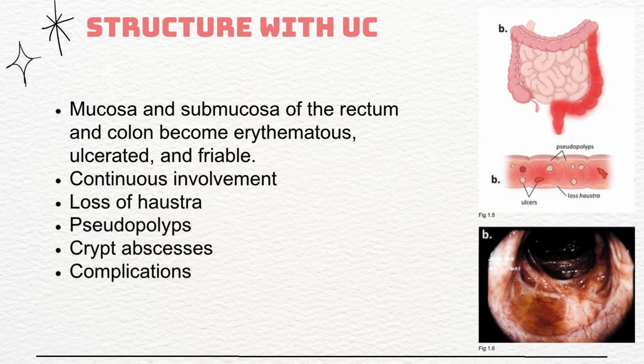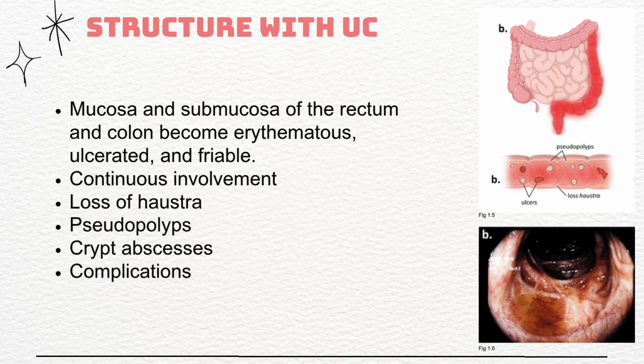So when you see the mucosa and submucosa of the rectum and colon become erythematous, ulcerated, and friable, the inflammation extends proximally from the distal rectum without skipping any segments. We have the loss of the haustra, which is the chronic inflammation that leads to a smooth lead pipe appearance on imaging, especially in the descending and sigmoid colon, as you can see here in the image on the bottom right.